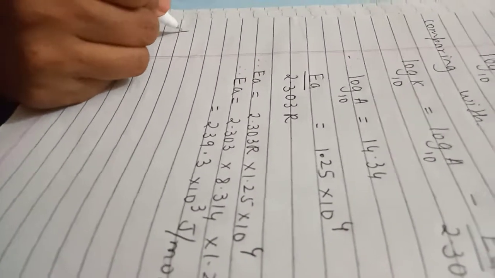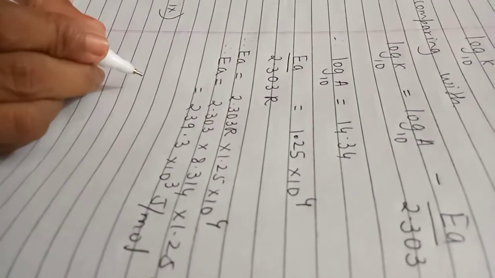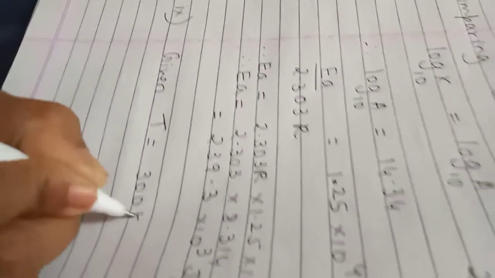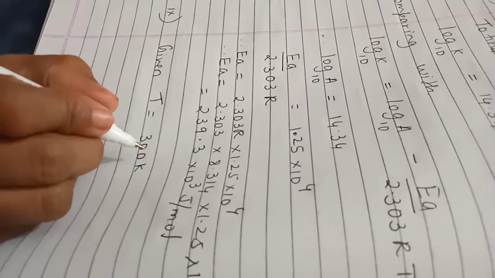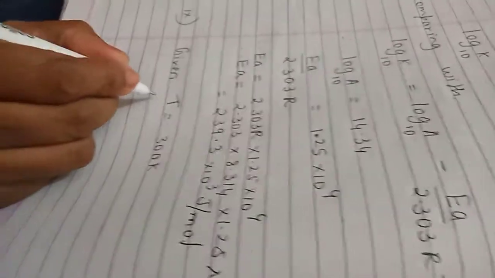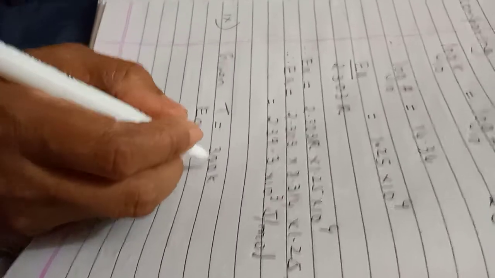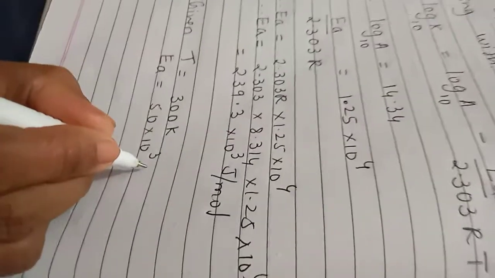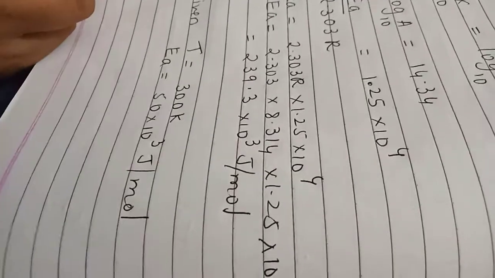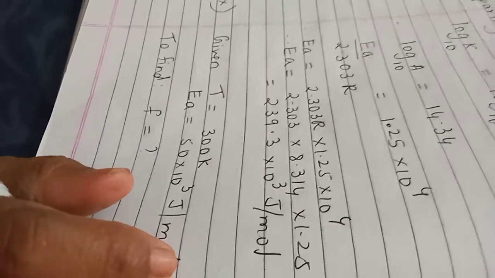Ninth problem, last problem. What fraction of molecules in a gas at 300 Kelvin collide with an energy equal to the activation energy of 50 kilojoule per mole? I have converted kilojoule into joule. Okay, to find the fraction, students, you only have to be careful with the log here.